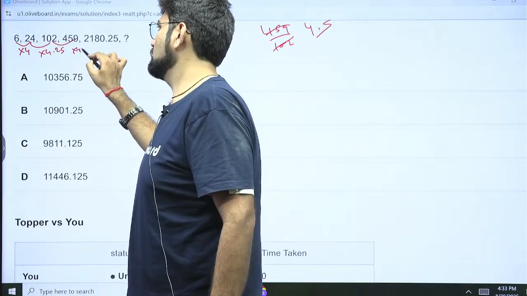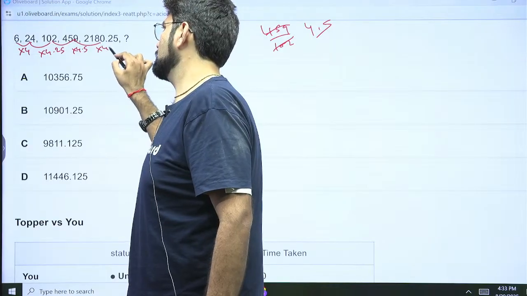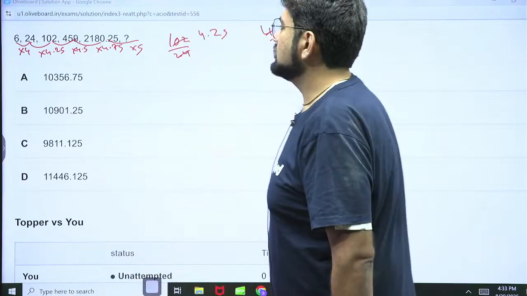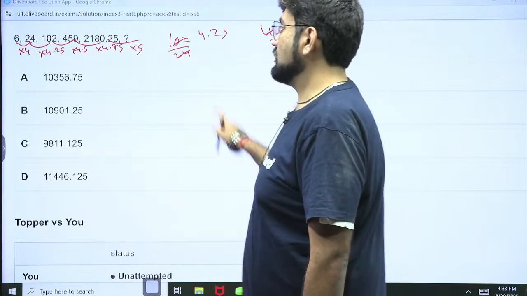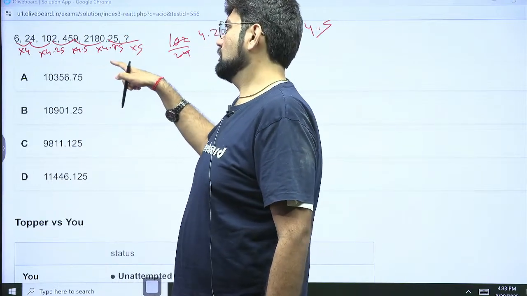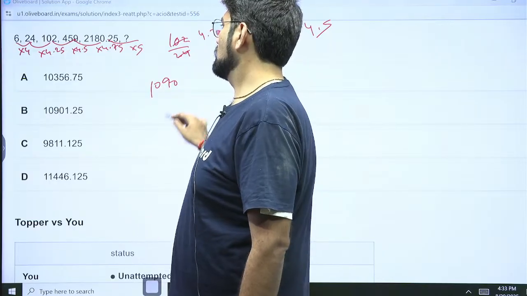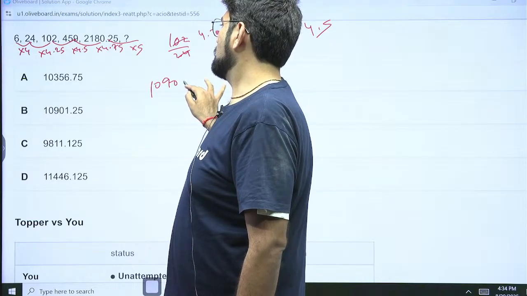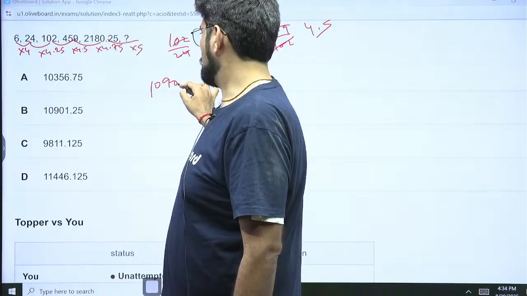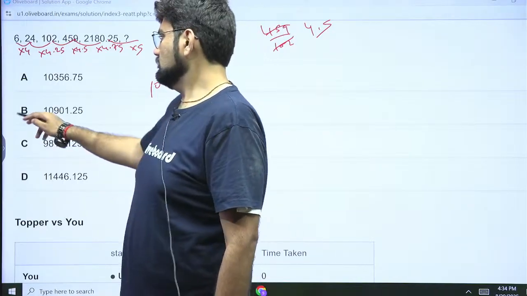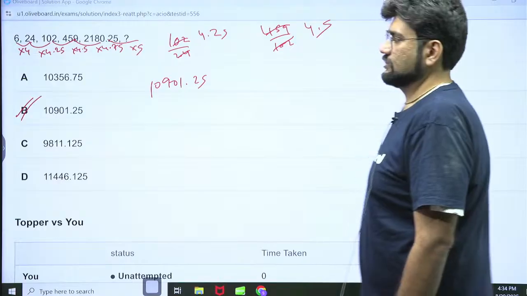So I think it's quite clear now. What is happening? This has to be 4.75. So the next one has to be multiplied by 5. Now 2180.25 multiplied by 5. Multiplied by 5 means we have to divide this by 2. So I'll have 180 means 90, 0, 1090. And this will be 0.125. 1090, 1.25. Option B is the right answer.